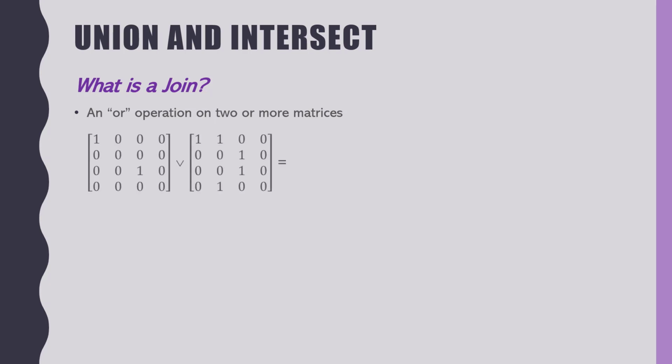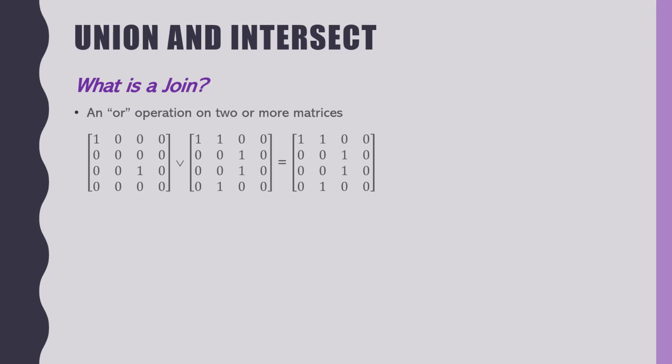Let's take a look at union and intersections. What's a join? We talked about this the other day. What's a join? Or. Yeah, it's an OR operation on two or more matrices. Very good. So if we OR those together, we will get this resulting matrix.